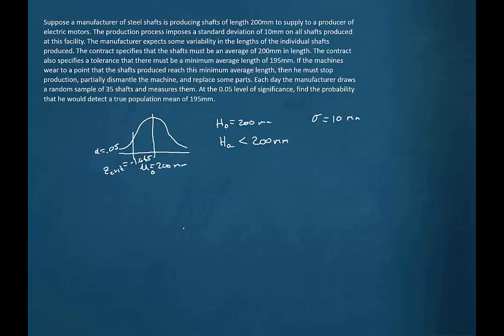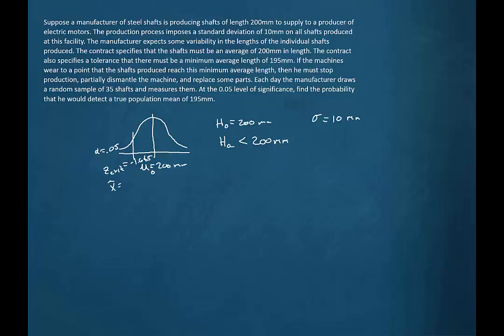And we can use the TI-84 calculator or a table or StatCrunch or any utility that we want to find that critical Z value. Now the question asks us to find the probability that he would detect a true population mean of 195 millimeters. Now this is what the mean is supposed to be, but unknown to this manufacturer, the population mean might actually be 195 millimeters. Now what we should do at this point is find the sample mean that would get us all the way down here to minus 1.645 if we calculated its associated z-test value.